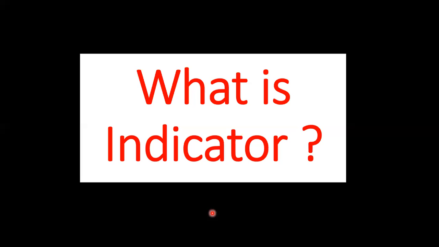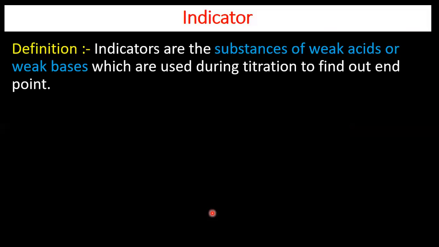Now what is the chemical definition of an indicator? Indicators are substances of weak acids or weak bases which are used during titration to find out the end point or equivalence point or the neutralization point. So generally, to find out end points, indicators are used.